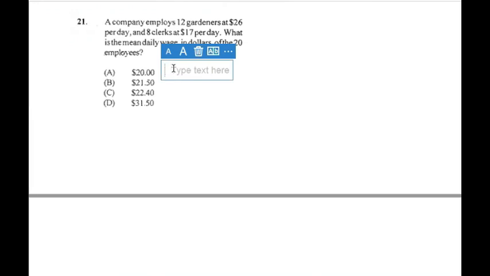Question 21 states a company employs 12 gardeners at $26 per day and 8 clerks at $17 per day. What is the mean daily wage in dollars of the 20 employees? Remember that the mean wage is equal to the sum of the terms divided by the number of terms. So what we're looking at is $26 12 times and $17 8 times. In the exam we don't want to be doing all that long working.